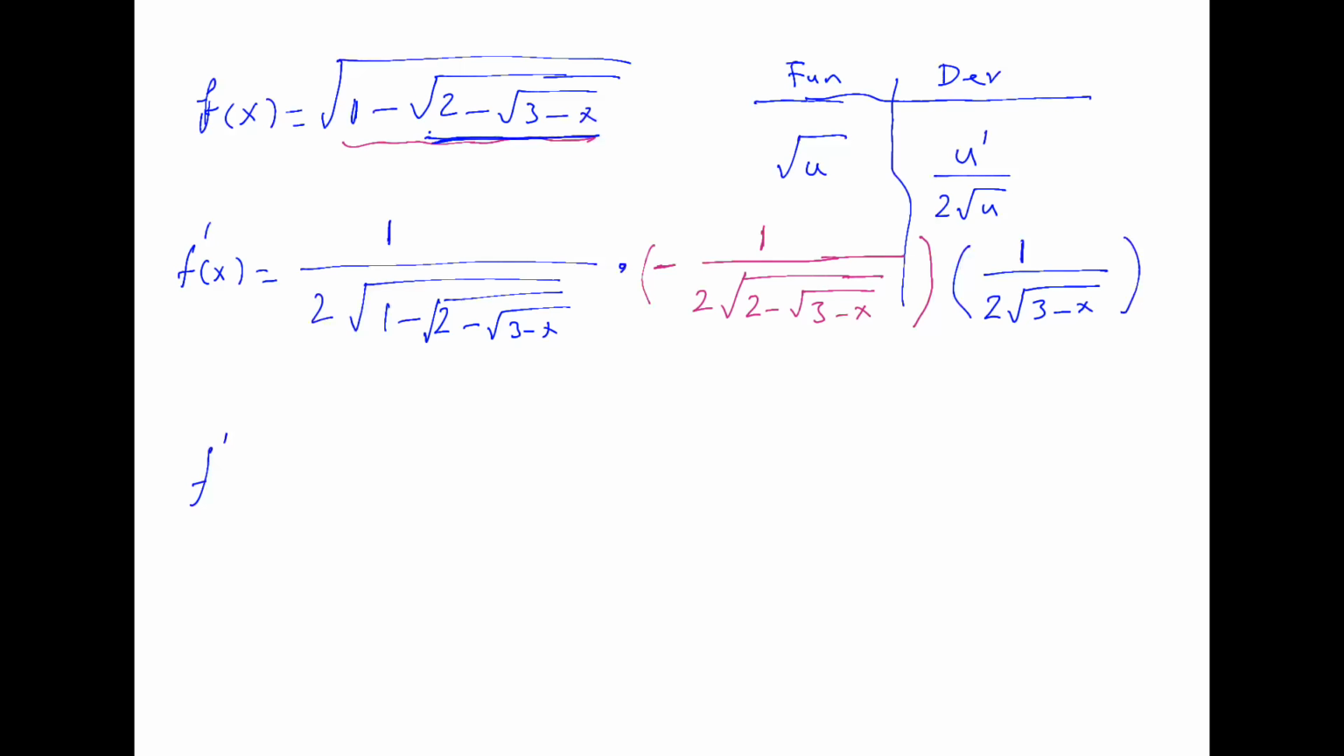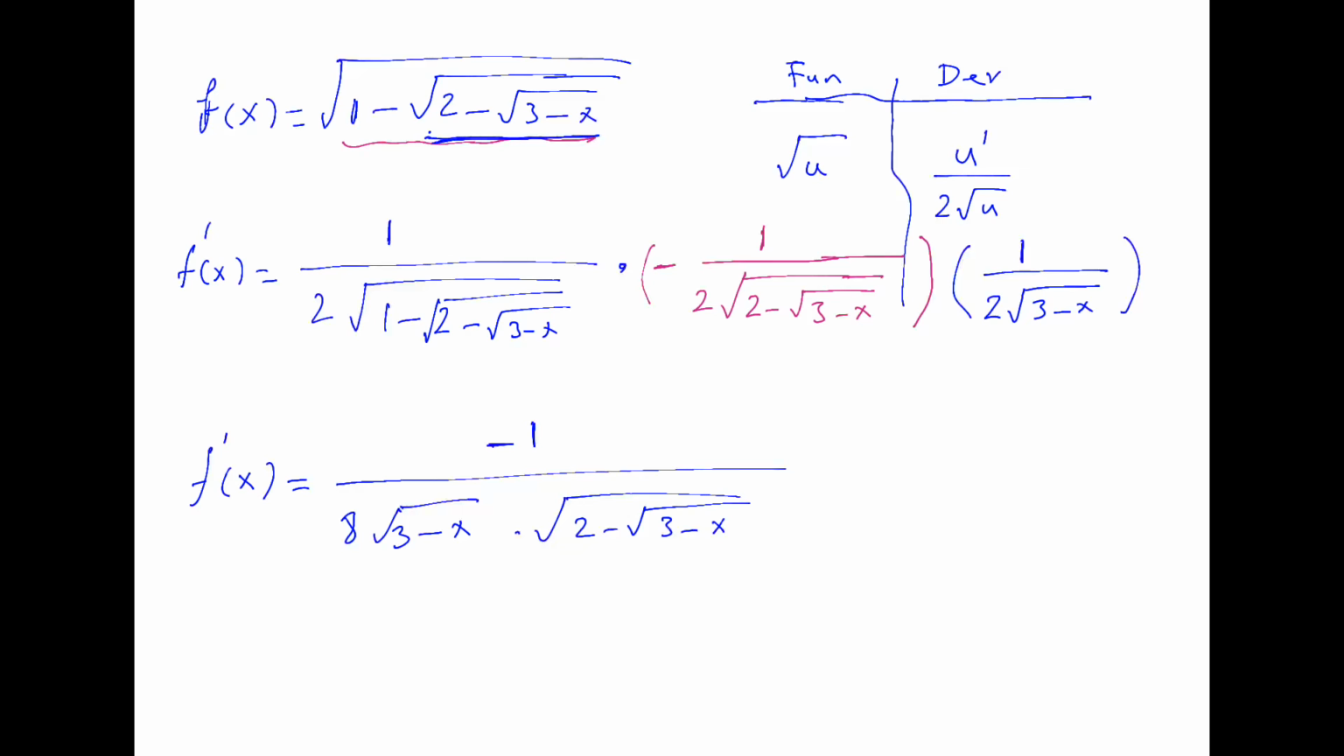Therefore, f prime of x is -1 divided by 8 times square root of 3 minus x times square root of 2 minus square root of 3 minus x times square root of 1 minus square root of 2 minus square root of 3 minus x.